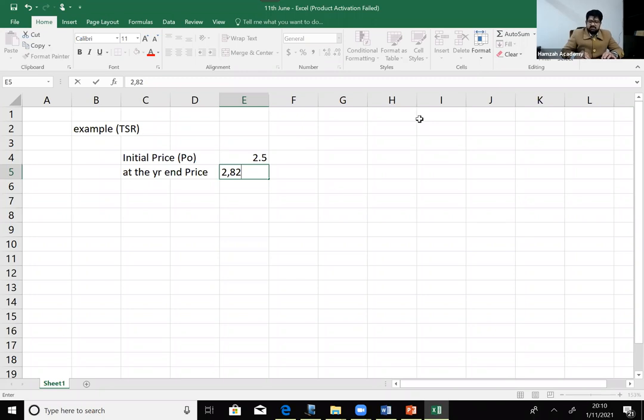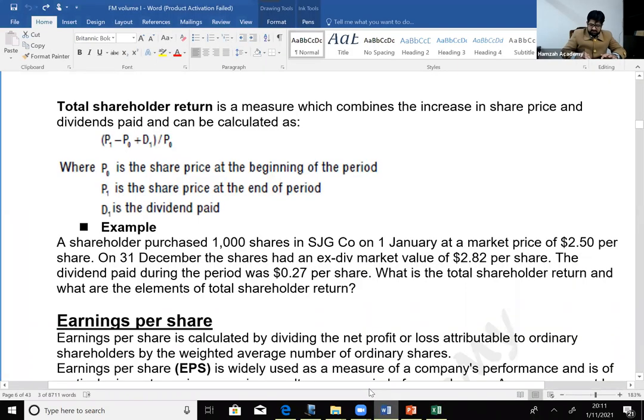Yes, I will explain. Thank you for this question. Let me solve it, then I'll explain. Ex-dividend, okay, I will explain. A valid question. So 2.82 is here. Then they said that the dividend paid during the year is equal to 0.27 per share.